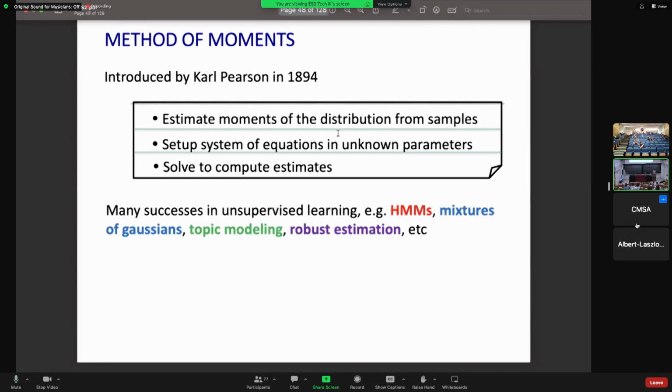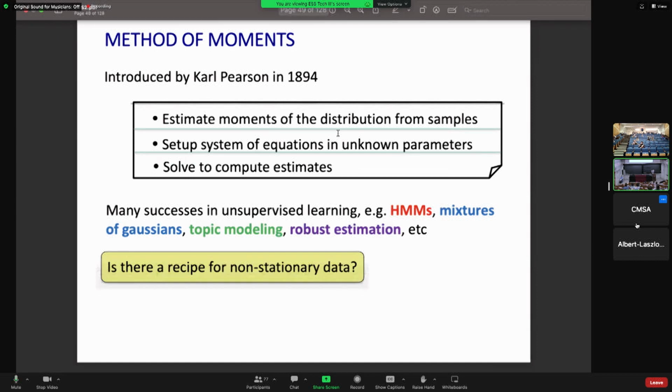This simple blueprint has tons of applications, especially in modern times, when you can actually do these things algorithmically with the right kinds of tools from tensor methods. But basically, the method of moments is the driving force behind a ton of work in unsupervised learning. You can use it as a basis of learning hidden Markov models, learning mixtures of Gaussians, learning topic models, solving robust estimation.